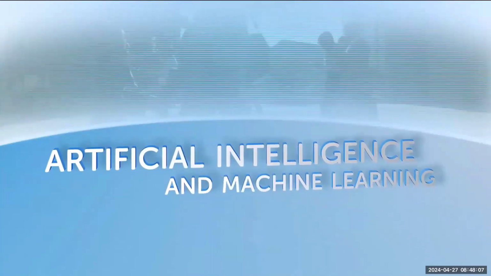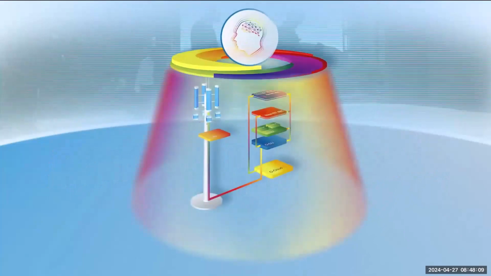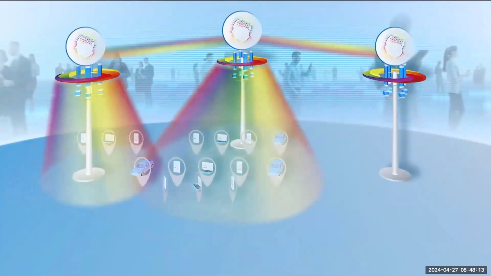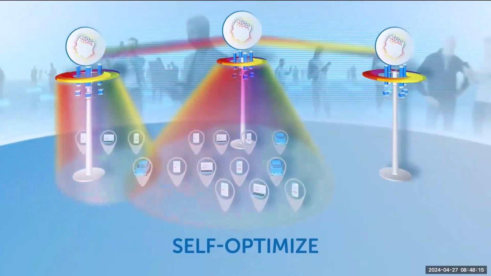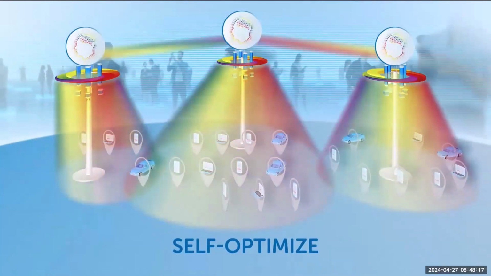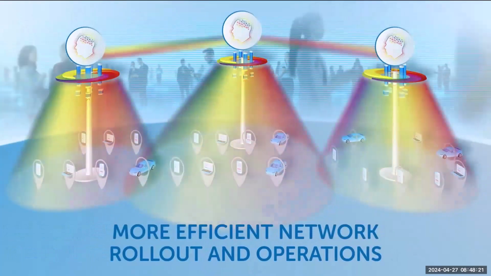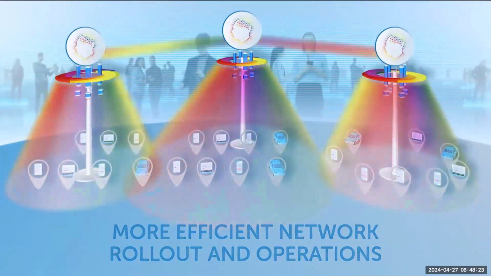Third, the O-RAN architecture empowers mobile networks through artificial intelligence and machine learning. O-RAN networks can self-optimize to ensure the best possible service for the end customers, and automated operations and maintenance enable more efficient network rollout and operations.